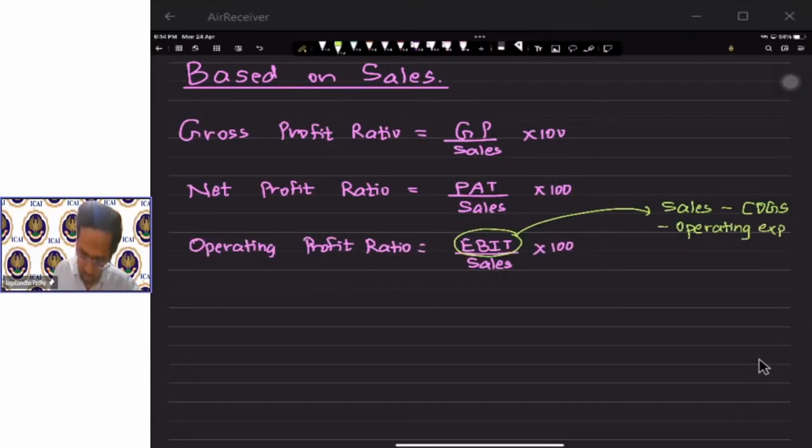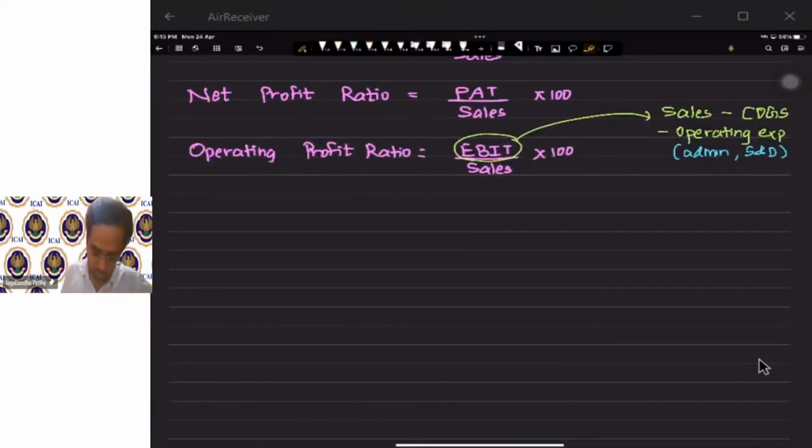Now, from gross profit, you further subtract your operating expenses. Now, what all things do we have in operating expenses? So in operating expense, we have admin, selling and distribution expenses. So all your administration, office admin cost and selling and distribution expenses, those are your operating expenses, and that needs to be subtracted to obtain the EBIT figure. Okay. Fine. Now there are certain ratios which are expense ratios.